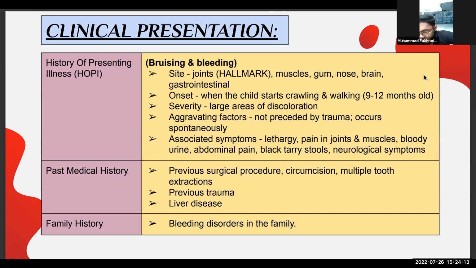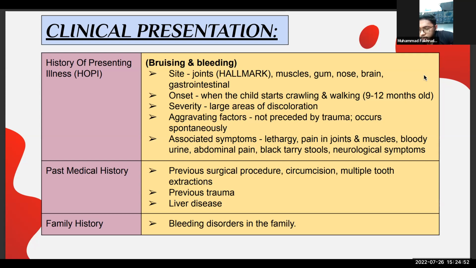And next, we need to know the onset of the bruising. Usually for the hemophilia patient, the bleeding started to occur when the child starts to crawl and walk, usually at 9 to 12 months old, because when the child starts to crawl or walk, it may cause injury to his body, so it will cause bruising. And next, we need to know about the severity.